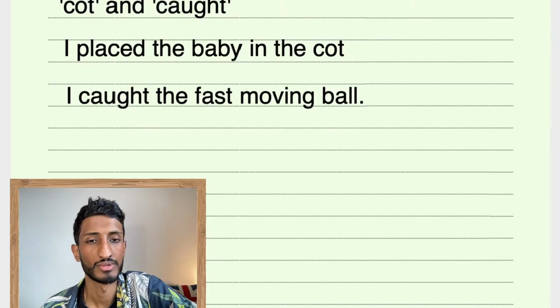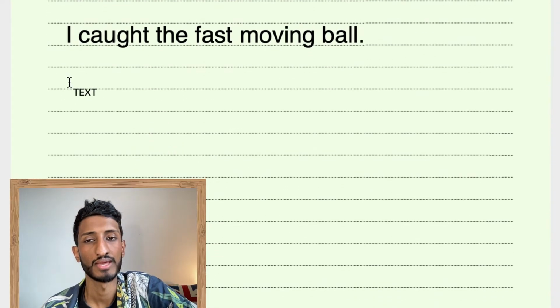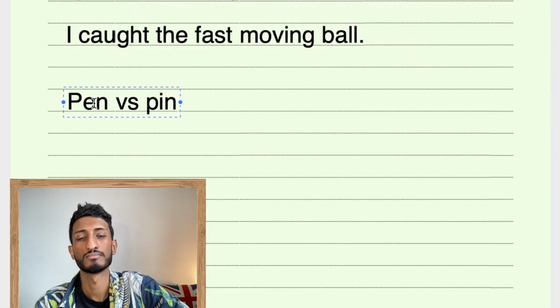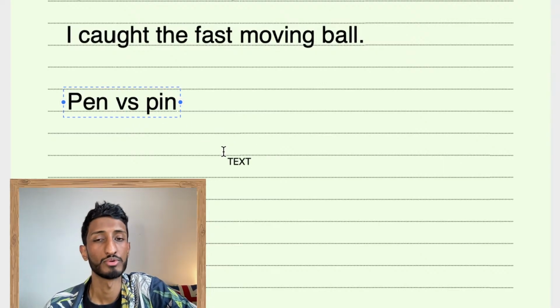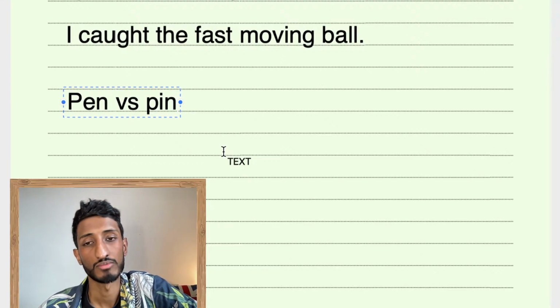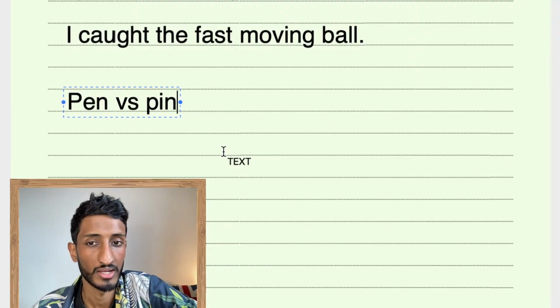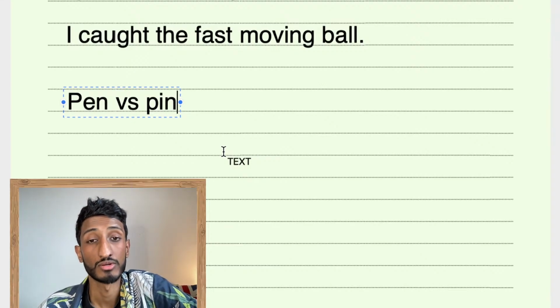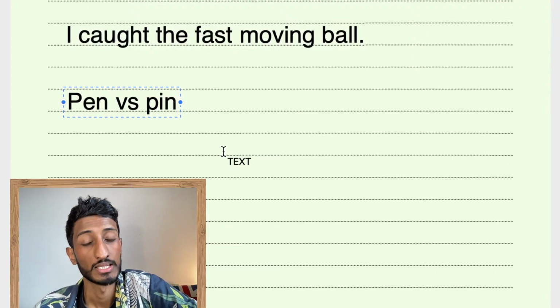Okay, there's another similar one that I wanted to discuss, and that's pen versus pin. I got my pen. I got my pin. I got my pin, right? So that's how we would say it in the Indian accent. I got my pin, and I started writing.